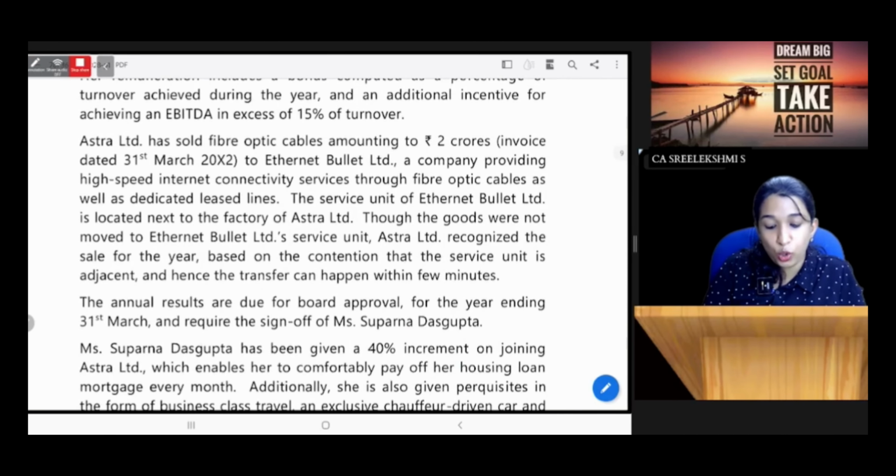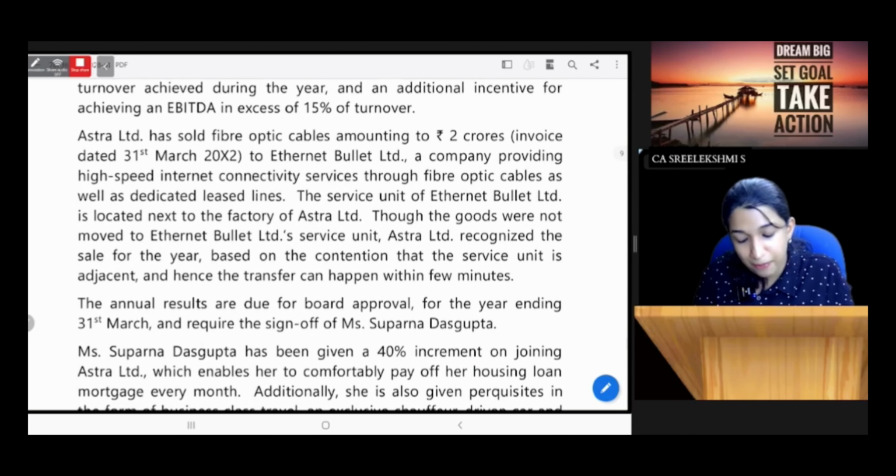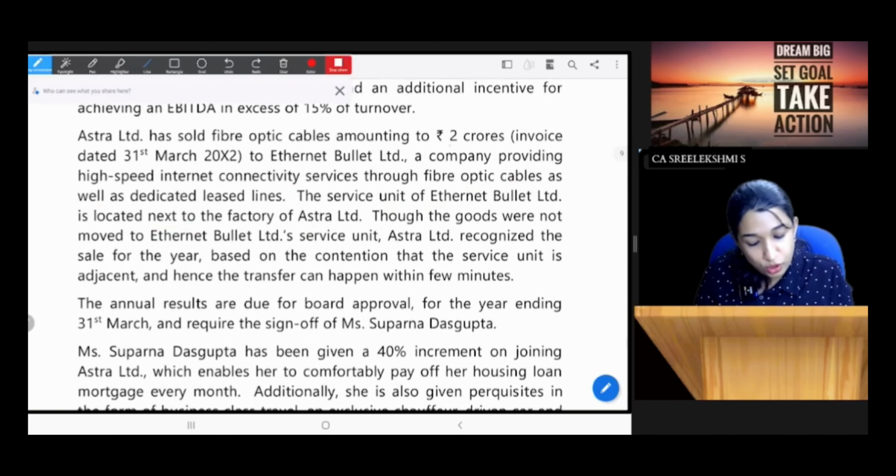Astra Limited has sold optic cables amounting to 2 crores. Invoice dated 31st March 2012 to Ethernet Bullet Limited. Actually, this is the area from where the question starts. A company providing high-speed internet connectivity services through fiber optic cables as well as dedicated leased lines. The service unit of Ethernet Bullet Limited is located next to the factory of Astra Limited.